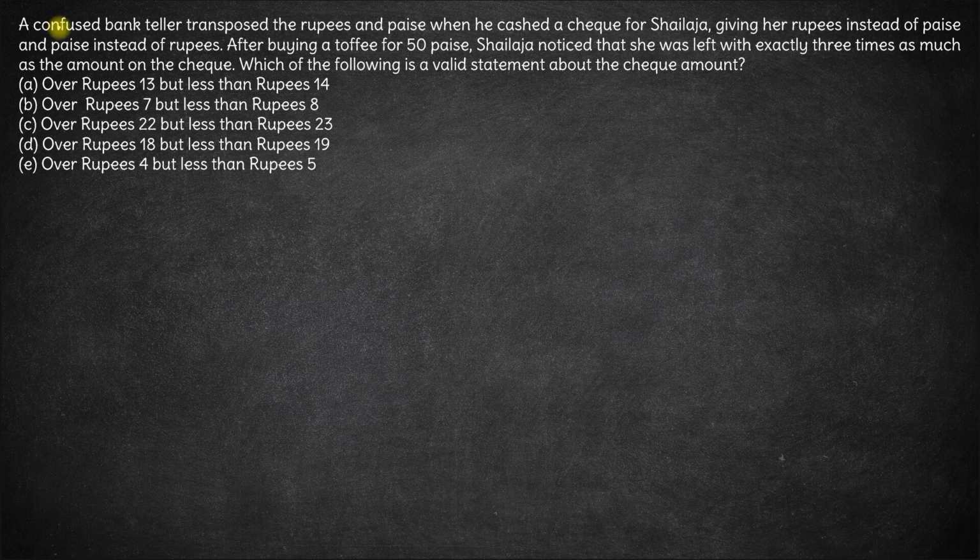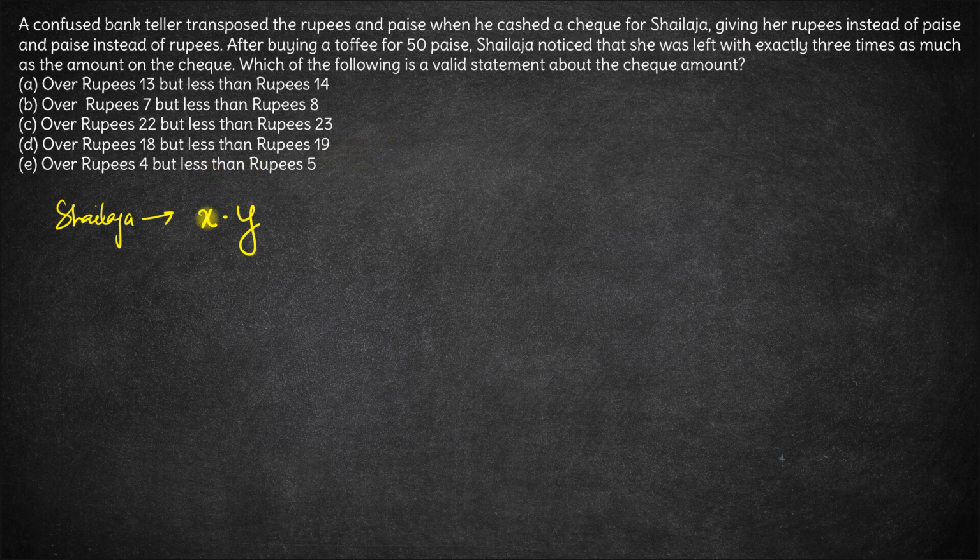Hi, here we have a confused bank teller who transposed the rupees and paisa when he cashed a check for Shailaja, giving her rupees instead of paise and paise instead of rupees. So for example, if Shailaja came to get X rupees and Y paisa. If you have 3 rupees and 40 paisa, you write it like this, right? 3.40. So that's how I'm writing it.